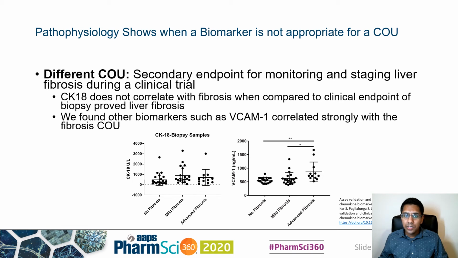For example, in our case study, we did a separate study with a different context of use. In this case, the context of use is to find secondary endpoints for monitoring and staging liver fibrosis during clinical trial. In this case, CK18 did not increase with increasing liver fibrosis, determined clinically by a liver biopsy. This demonstrates that cell death and CK18 should not be used as a biomarker for fibrosis context of use. Instead, we found other markers that correlated with fibrosis and are likely involved with fibrosis pathophysiology.